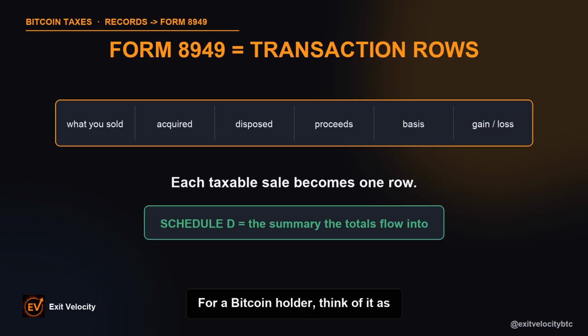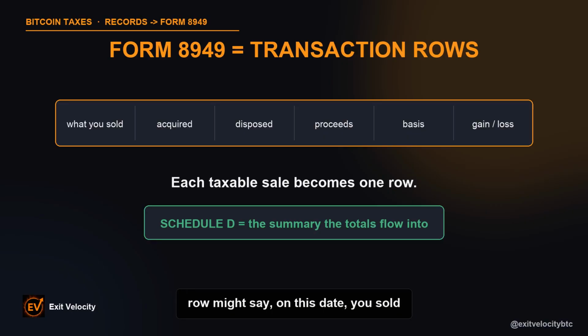For a Bitcoin holder, think of it as the table where each taxable sale or exchange gets translated into tax reporting language. The basic logic is simple. What did you sell? When did you acquire it? When did you sell or dispose of it? What were the proceeds? What was your cost or other basis? Was there an adjustment? And what was the gain or loss? That is the story Form 8949 is trying to tell, not as a narrative, as rows.